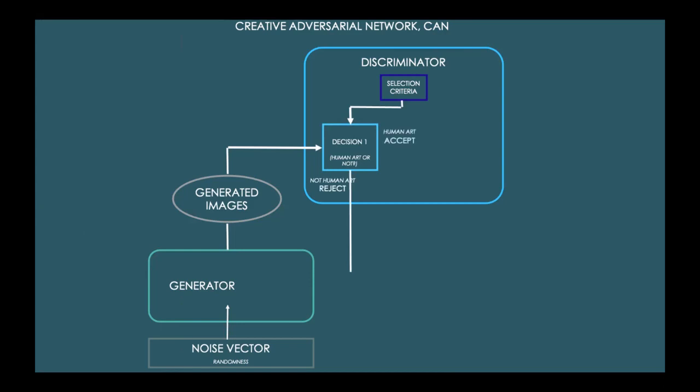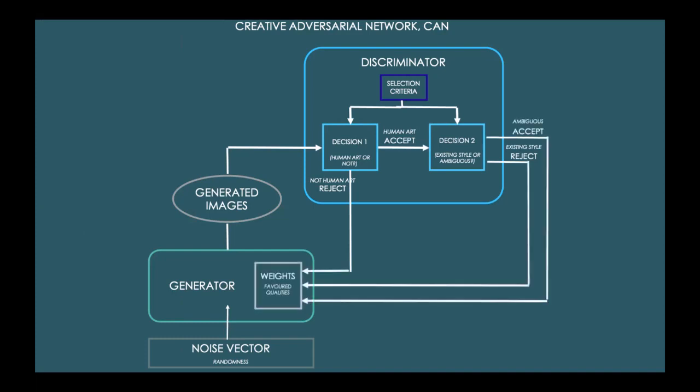If it accepts that, it will then be fed into a second decision, which is whether this image is from an existing style or whether it's stylistically ambiguous. The point being to give a low score to those images that look like they are from an existing art style, and to give a high score to those that look like they are from an ambiguous style. So in this way, the CAN tries to favor developing images that differ from the training set in some way.